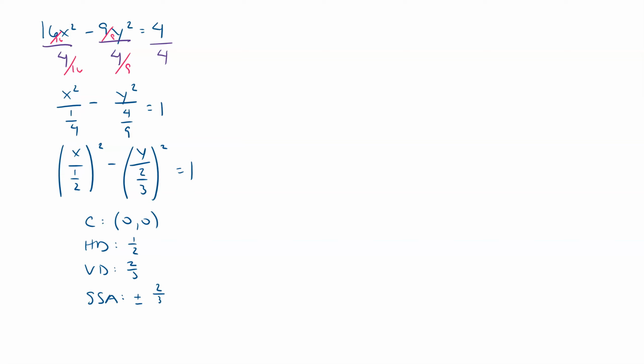Then the slope of the slant asymptotes is going to be plus or minus rise over run, so that's the vertical displacement over the horizontal displacement. We have a little bit of math to do there. It's plus or minus 2/3 divided by 1/2, invert and multiply, and we end up with plus or minus 4/3. That's the slopes of the slant asymptotes.